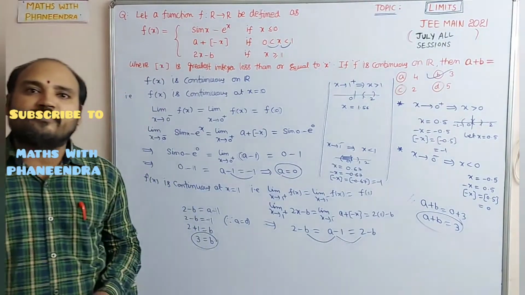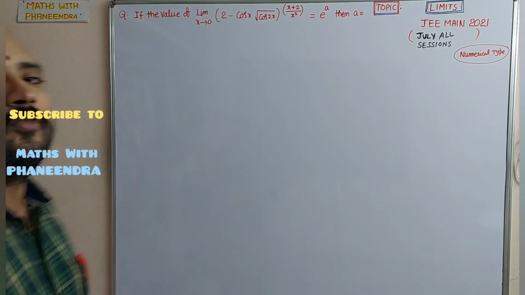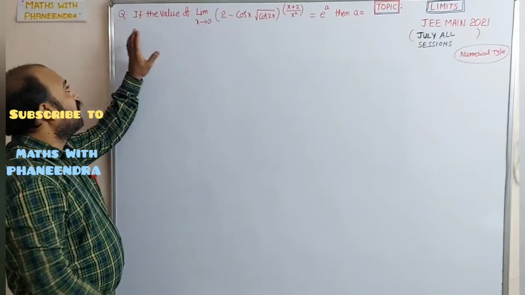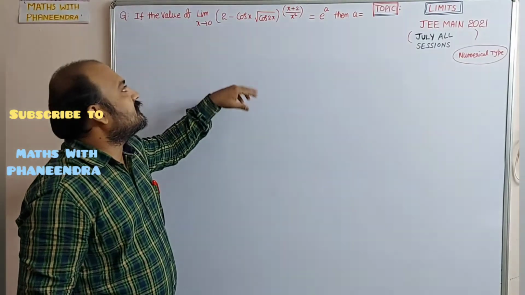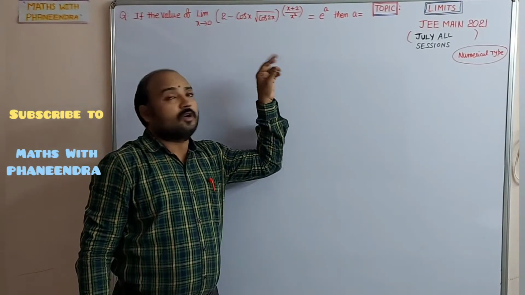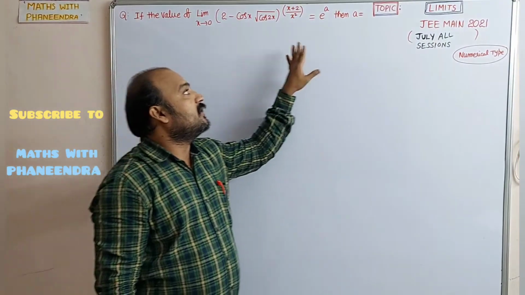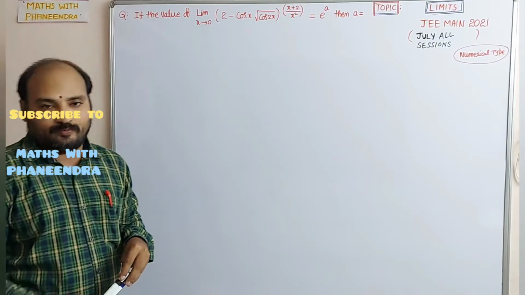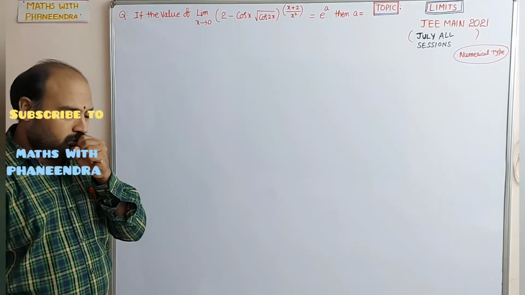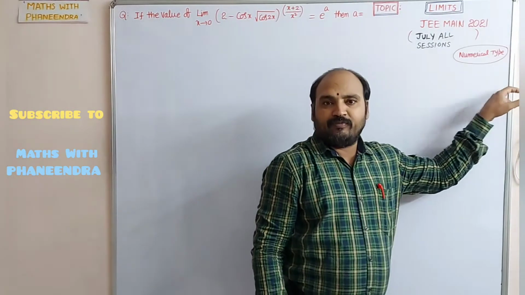We will move to the next one. The next question: if the value of the limit as x tends to 0 of the quantity 2 minus cos x times root of cos 2x, whole power x plus 2 divided by x square, is equal to e power a, then the value of a is equal to. This question is given in the numerical type.